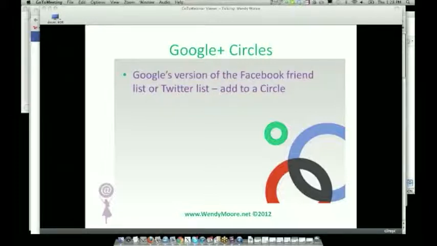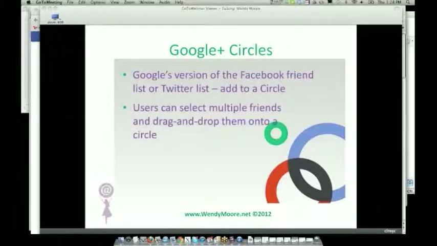So Google Plus Circles, it's Google's version of the Facebook friend list or the Twitter list. On Facebook, you can add people to lists, and on Twitter, you can add people to lists. So you can likewise do that kind of thing on Google Plus by creating and adding people to your circles. You can select multiple friends and just drag and drop them onto a circle. It's pretty cool. Once they come up, you just grab them and drop them, and I've got a slide on that in just a moment.